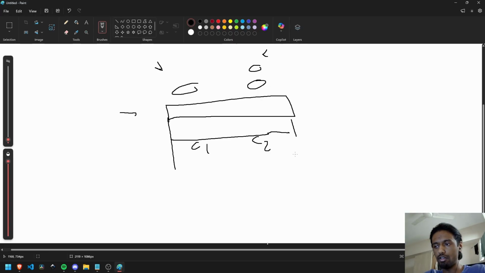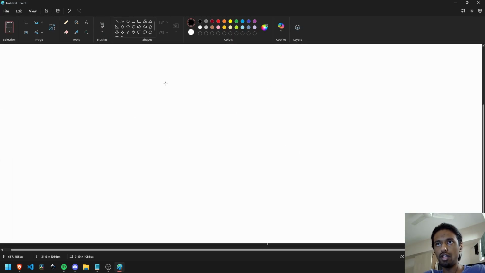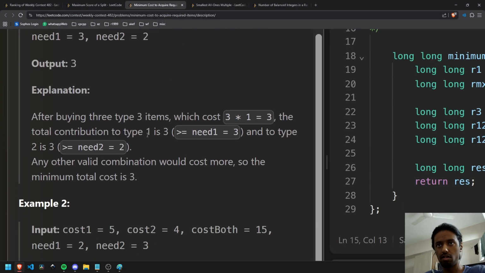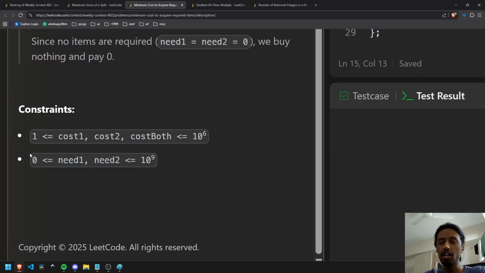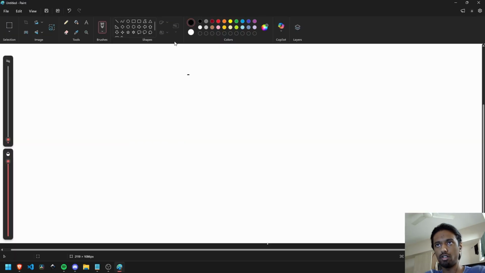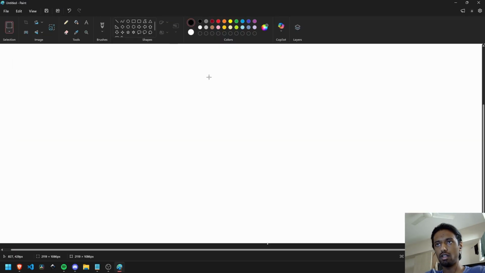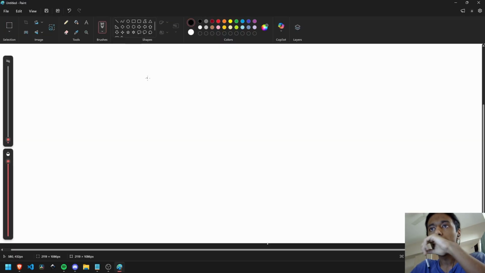Now here an important observation to make is how many such C3s would we buy? Obviously we can't enumerate on them all because the need is up to 1e9. But then a thing which we can do is you can make an observation.